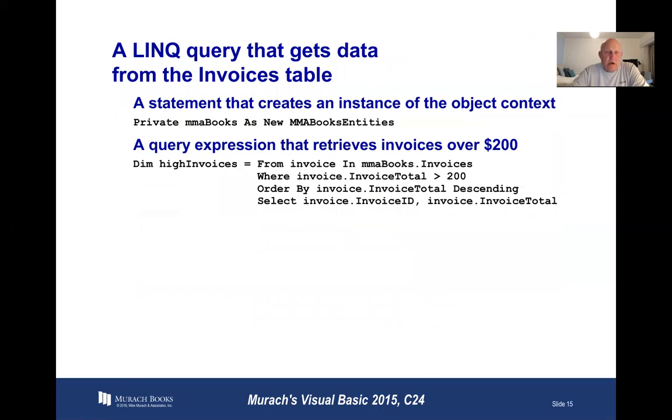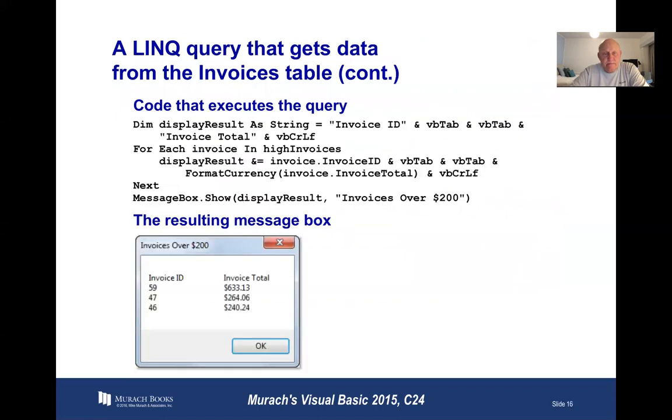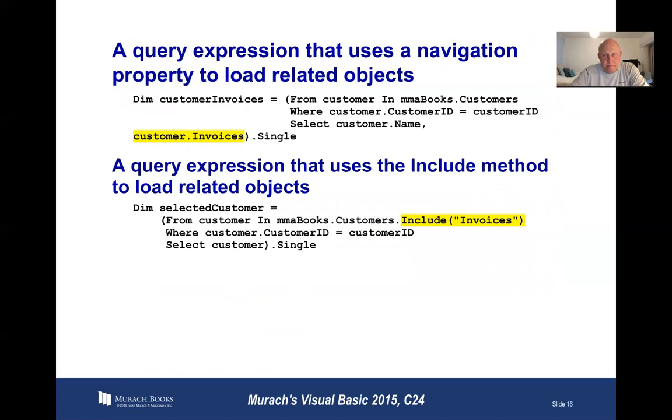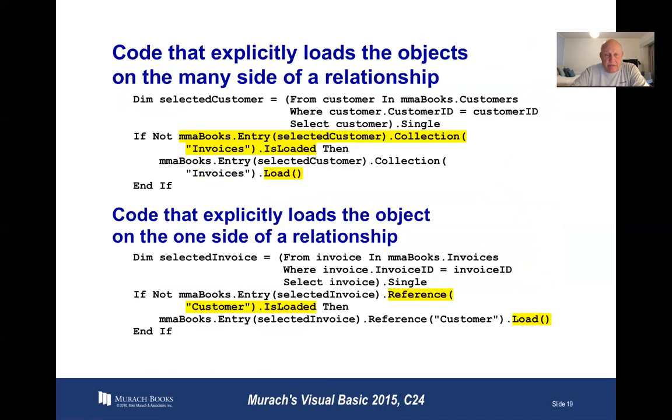This shows you the code for a LINQ query that gets data from the invoices table. This is a query that uses the navigation property to load related objects and also uses the Include method to load related objects.